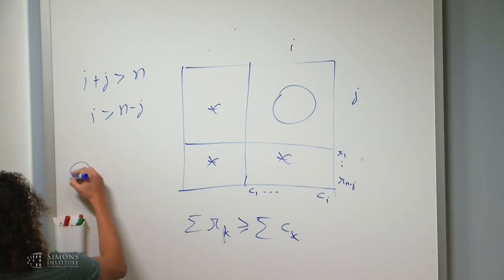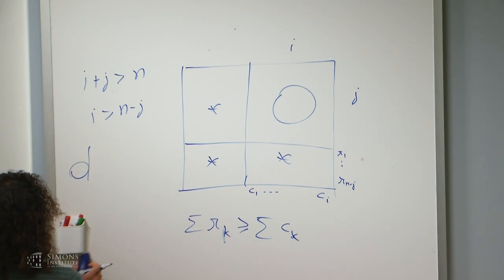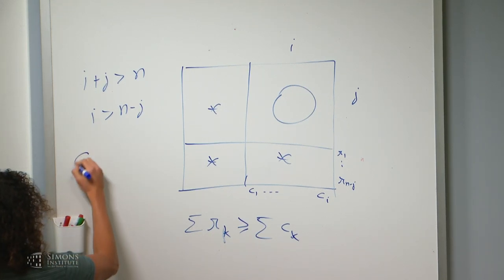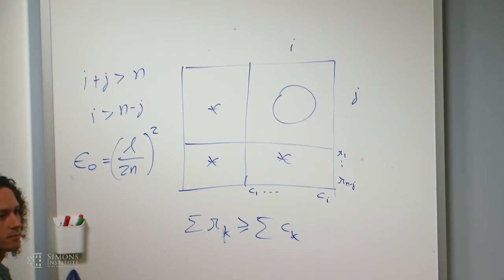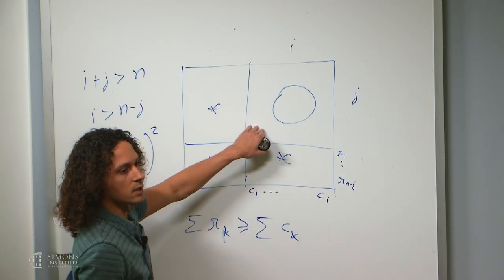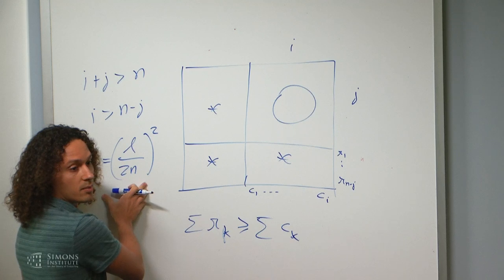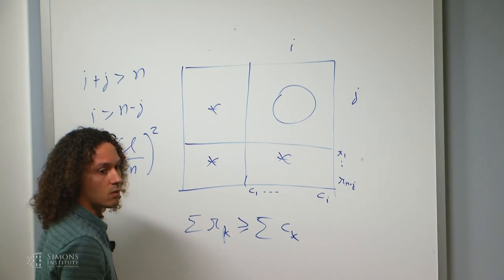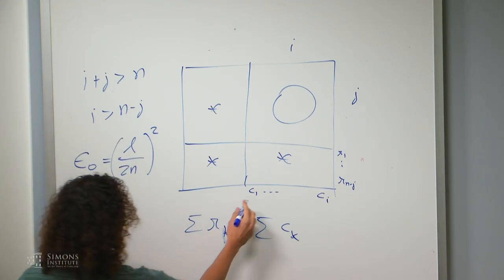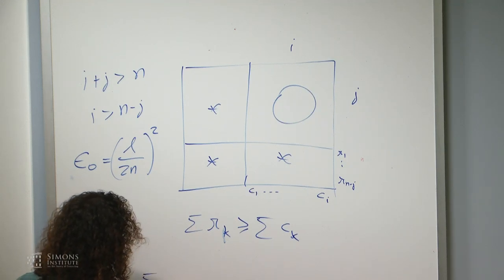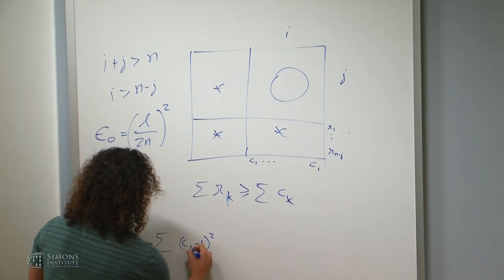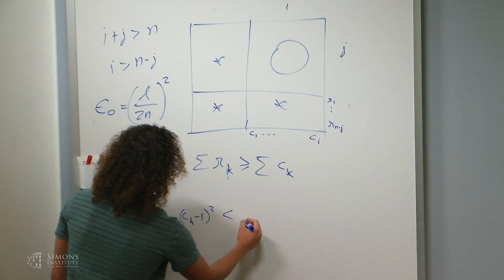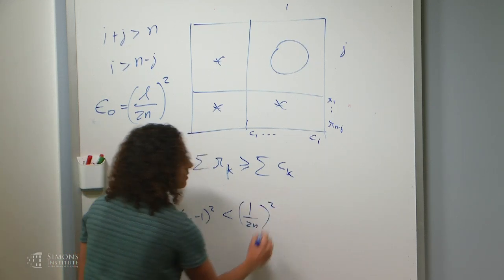So suppose that I set my epsilon naught to be equal to 1 over 2n squared. So I claim that no matrix that has this big block can get this close to being doubly stochastic. Why? Because if you could, what would happen? The sum of (c_k minus 1) squared would be less than 1 over 2n squared.